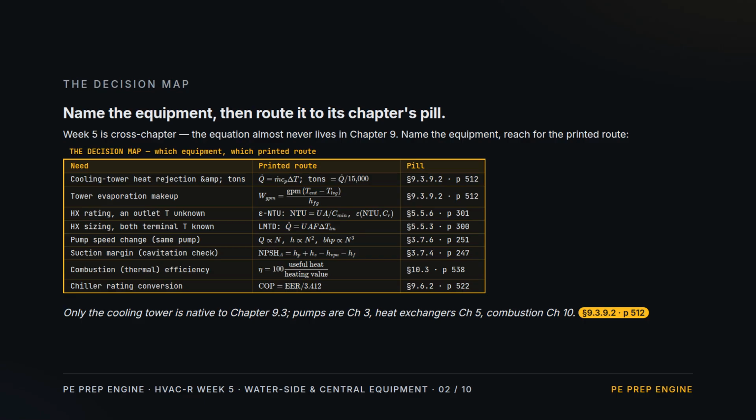The decision map. Week 5 spreads across 6 chapters, so name the equipment first. That alone picks the chapter and the equation. A cooling tower, heat rejection from mass flow times specific heat times range, then tons over 15,000. A heat exchanger with an outlet temperature unknown, effectiveness NTU, both terminal temperatures known, LMTD. A pump sped up, the affinity laws, then an NPSH margin check. A boiler, useful heat over the fuel's heating value. Identify the equipment, reach for the equation, solve.